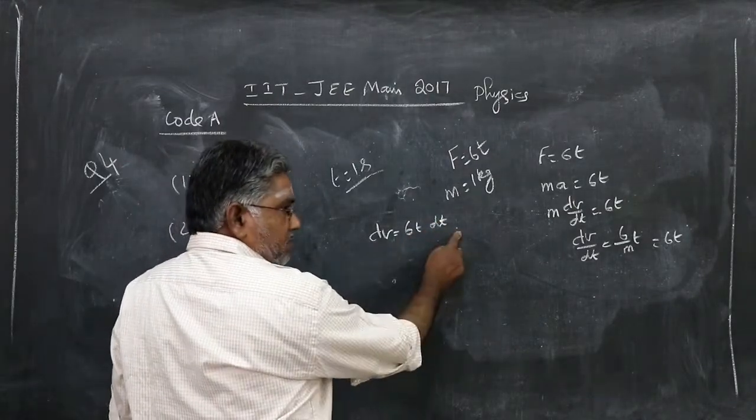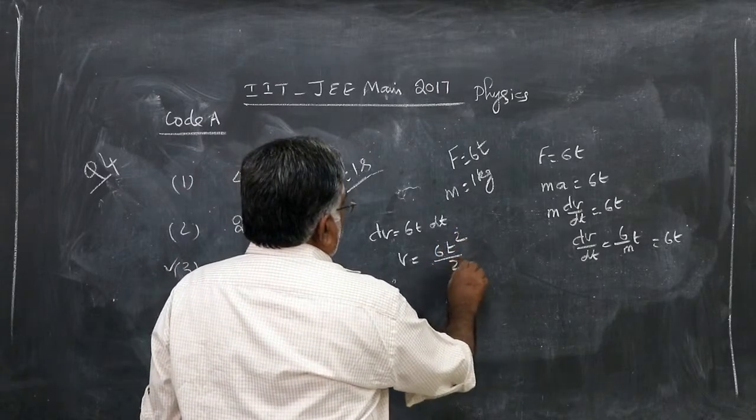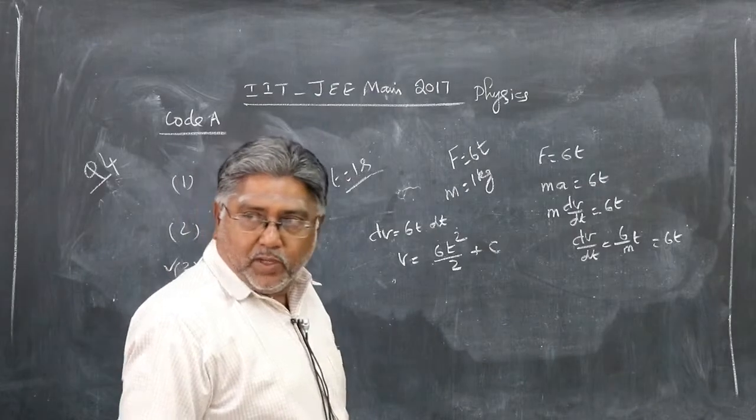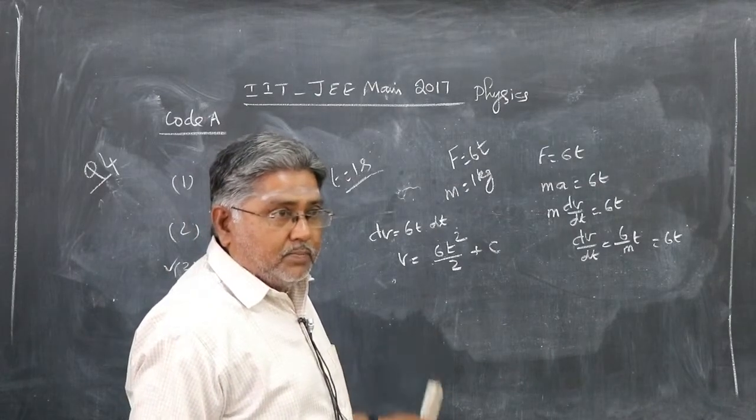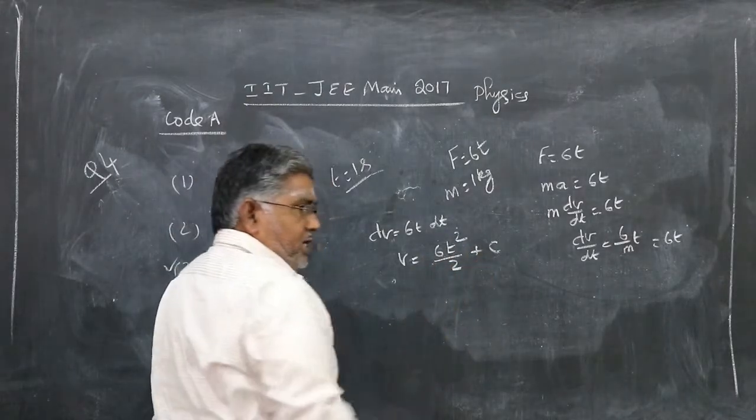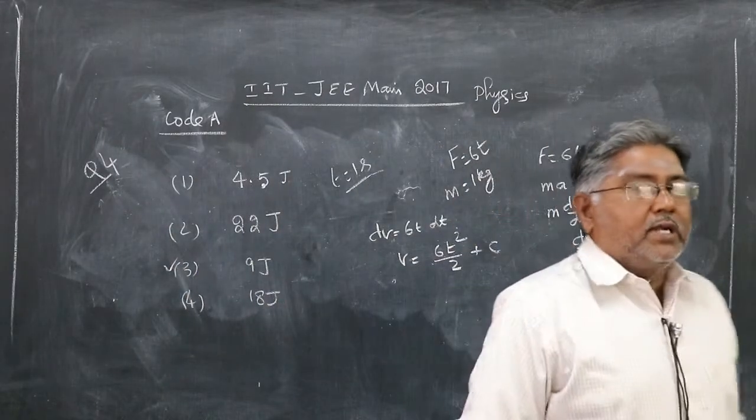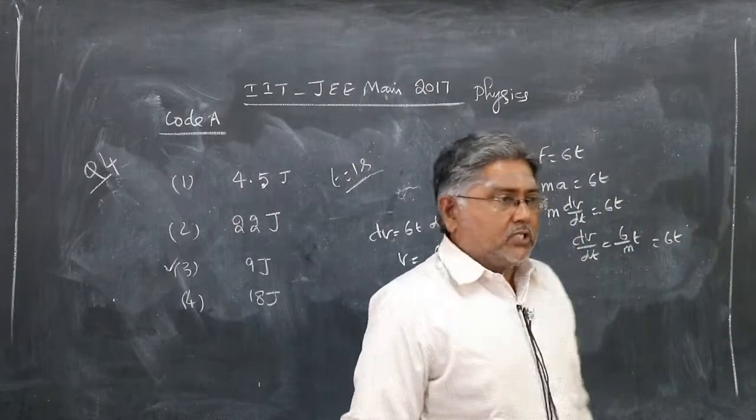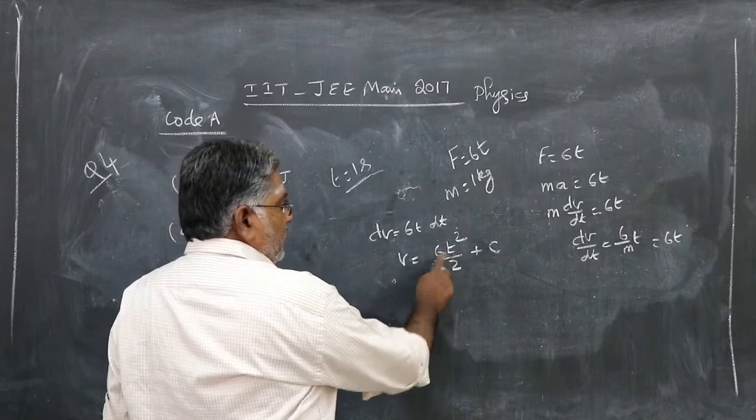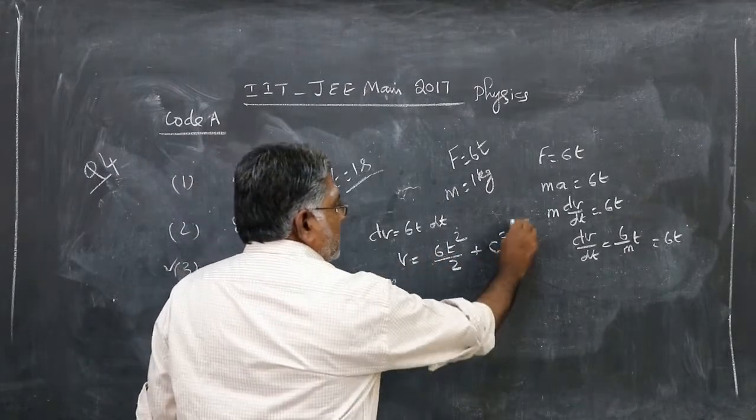On integrating both sides, v is equal to 6t squared by 2 plus c. You will have to put constant of integration because you are using indefinite integration. How to find the constant of integration? Apply the initial condition. What is the initial condition? When time t is 0, velocity is 0. It is at rest. So t is 0, velocity is 0. Therefore c is equal to 0.